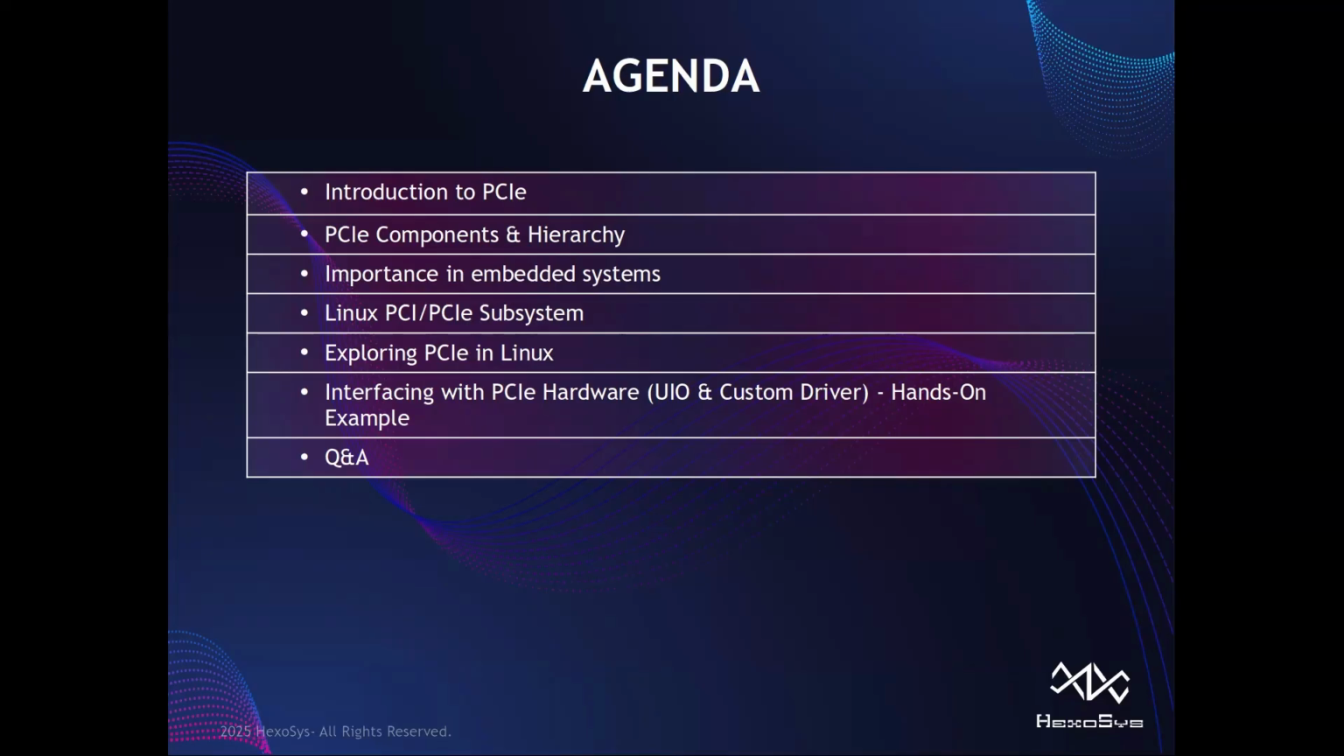We will begin by exploring the core components of PCIe and their role within a typical PCIe topology. After that, we will take a brief look at the PCI and PCIe subsystem in Linux, which is one of the most widely used operating systems in embedded development. We will also introduce some useful Linux tools that assist during the different phases of PCI and PCIe development.